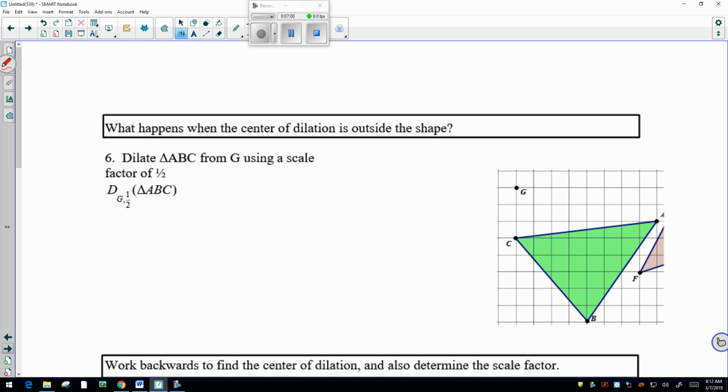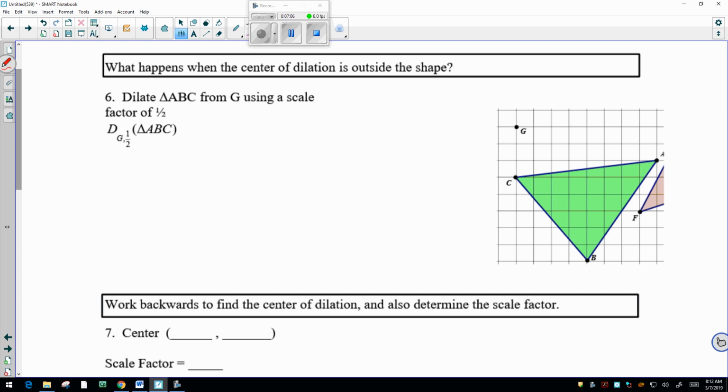Okay. If it's outside the shape and I have a scale factor of 1/2, this is kind of similar to what we did before. Find the slope, and then we're going to go back and only do about half of it. So let's maybe start with G to A. It looks like I'm going to go down 2, and then to the right 1, 2, 3, 4, 5, 6, 7, 8. So from G to A, I have to go down 2 and to the right 8. Now I have a scale factor of 1/2, so that means I only want to do half of each of those. So half of -2 is -1, half of 8 is +4.